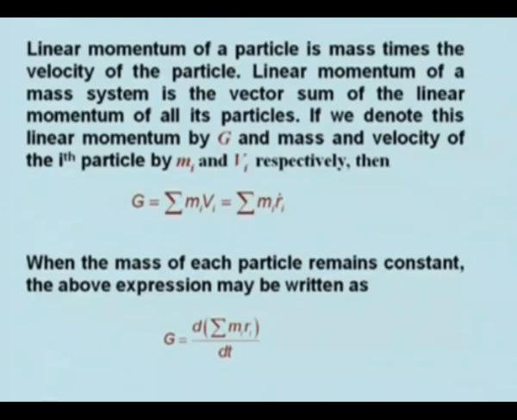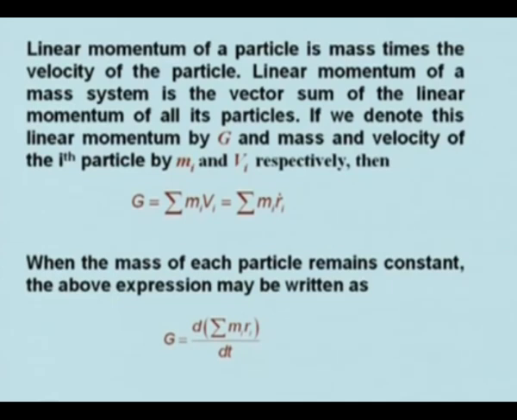Now, we have already discussed the concept of momentum for a particle. Linear momentum of a particle is mass times the velocity of the particle. It is the product of the mass and velocity. It is a function of mass and velocity, and just a simple product.